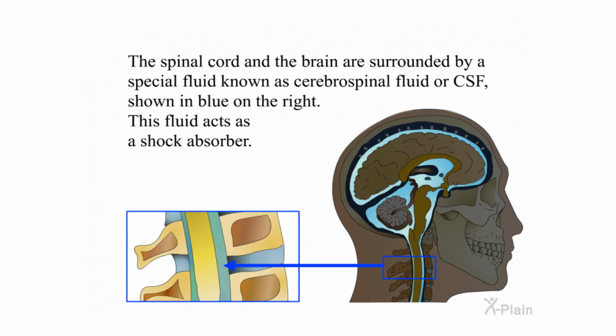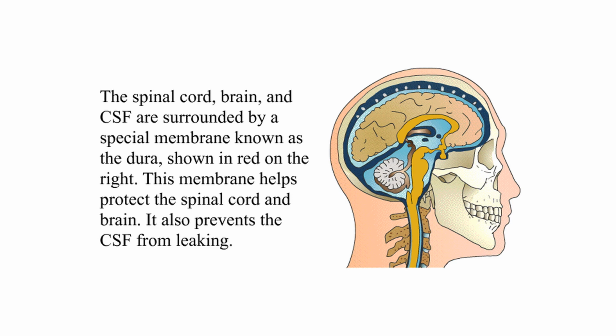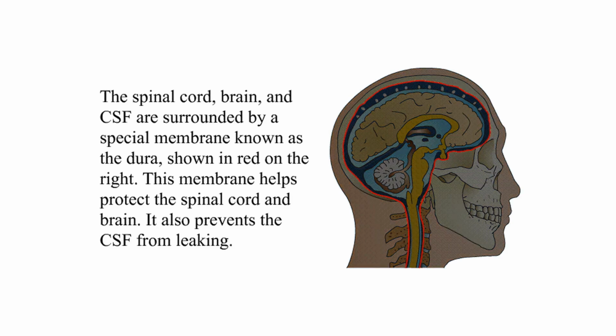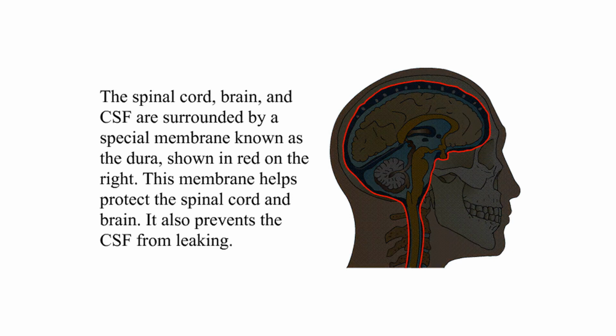The spinal cord and the brain are surrounded by a special fluid known as cerebrospinal fluid, or CSF, shown in blue on the right. This fluid acts as a shock absorber. The spinal cord, brain, and CSF are surrounded by a special membrane known as the dura, shown in red on the right. This membrane helps protect the spinal cord and brain. It also prevents the CSF from leaking.